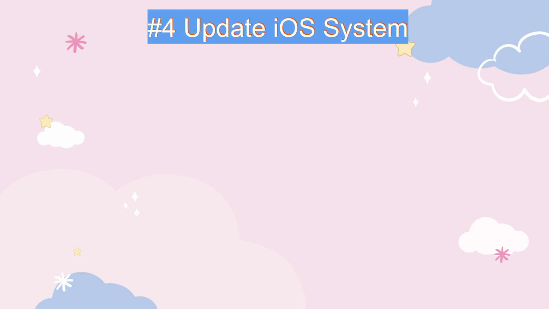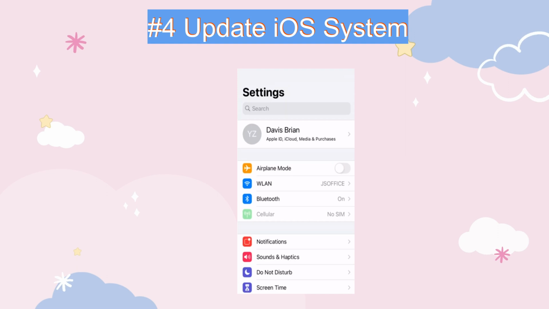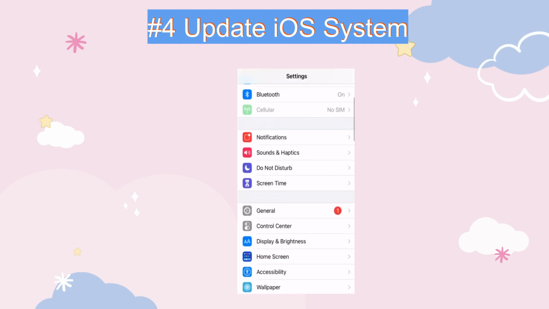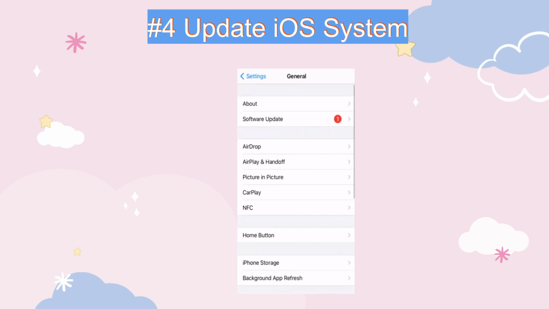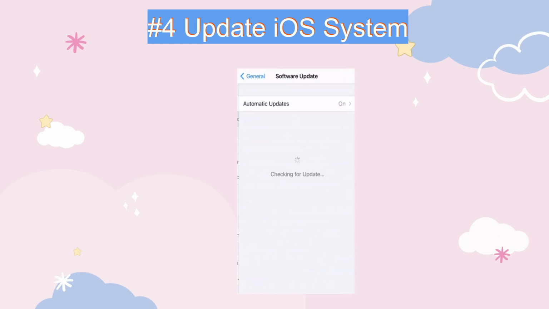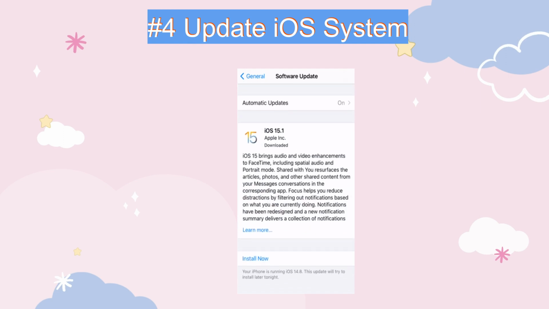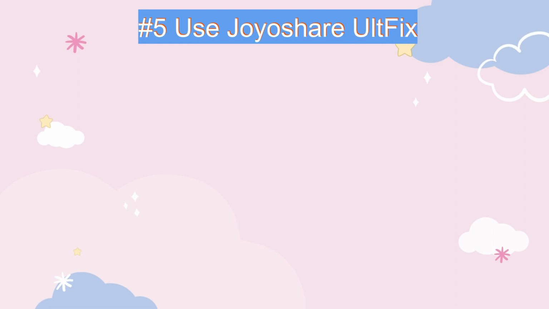Fourth solution, update iOS system. Firstly, open Settings, and then go to General. In the General menu, find and click Software Update. iPhone will automatically check if there is an update available. If so, tap to download and install it. If not, please keep reading and try the ultimate solution.